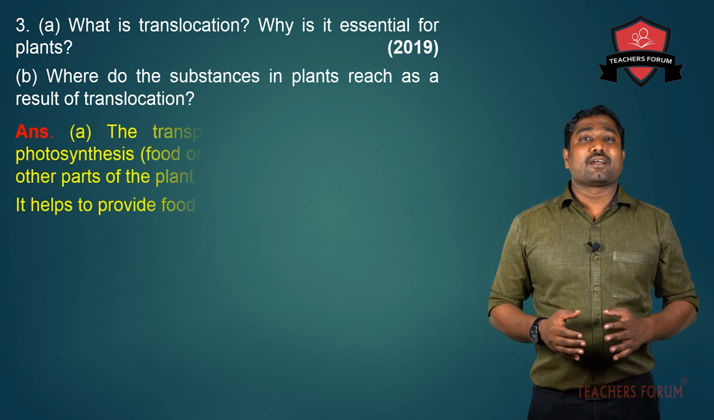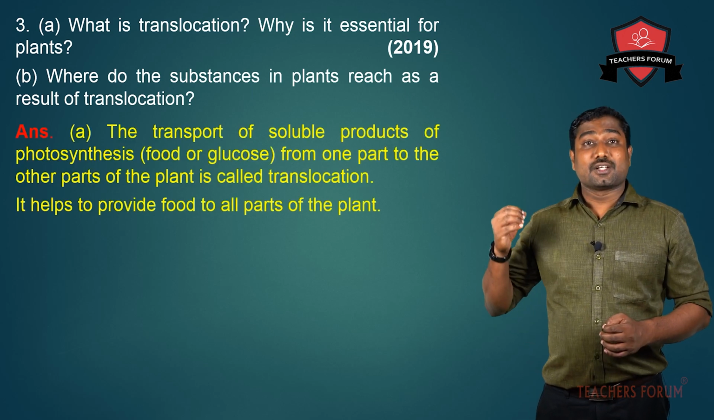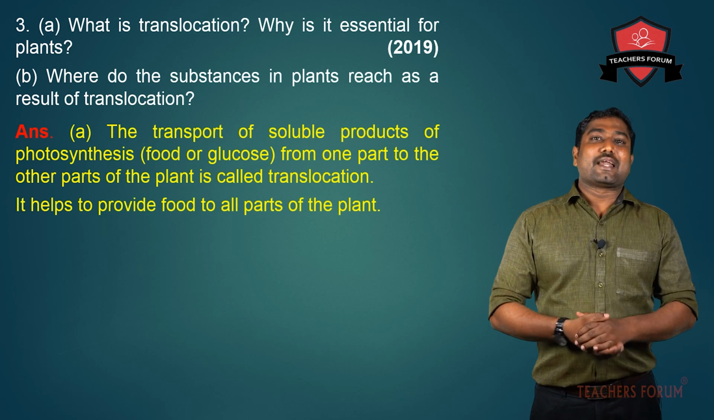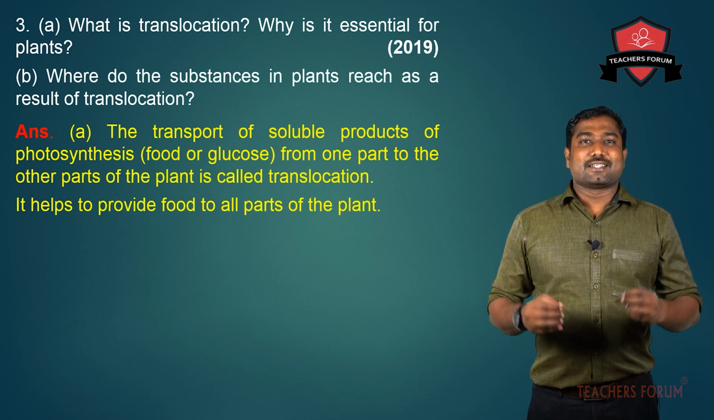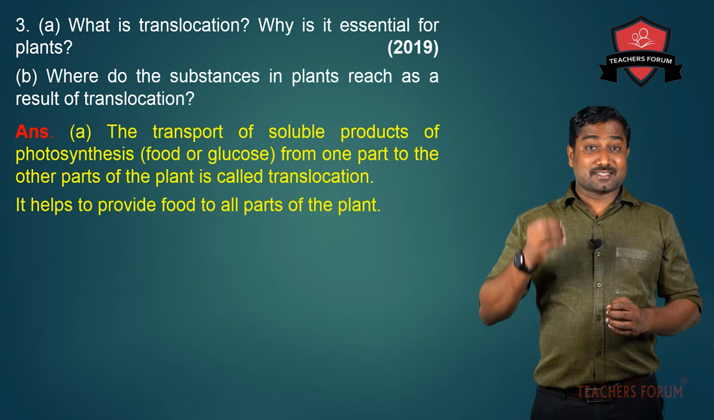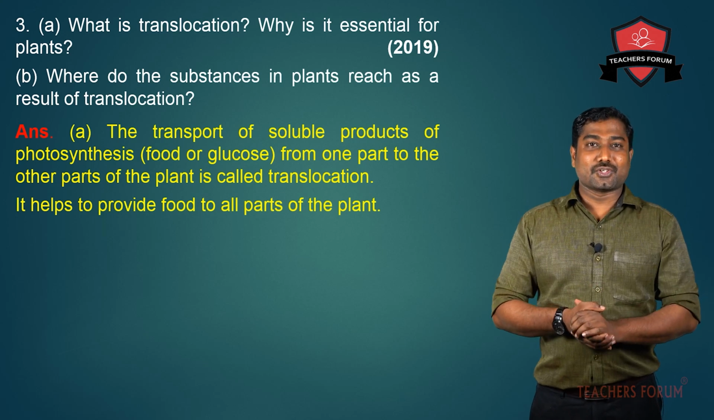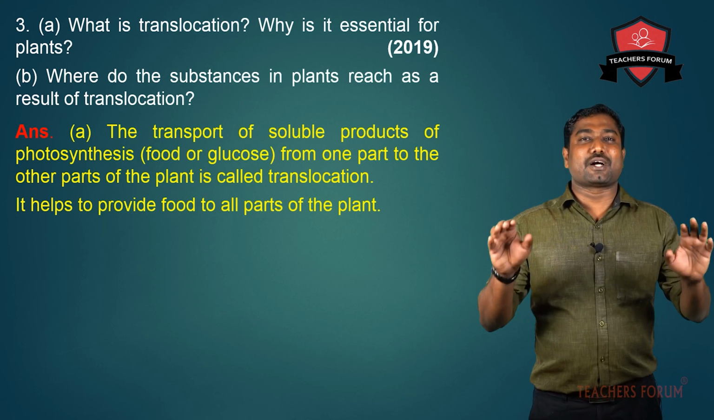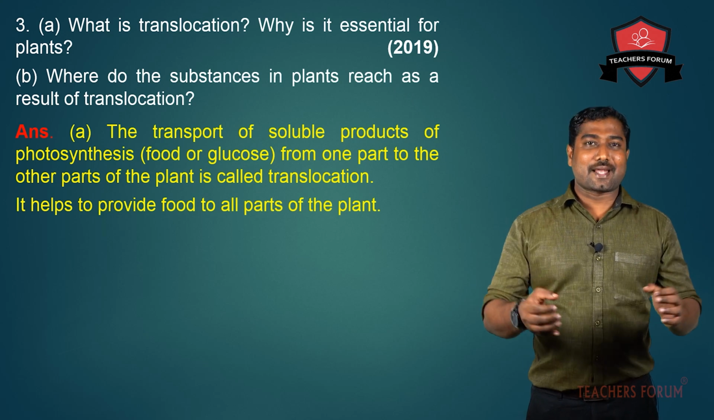Translocation is the movement of food through the phloem. Translocation is the process by which the prepared food material, that is sucrose, in its dissolved form, is transported to different parts of the plant body, depending upon the plant's need.